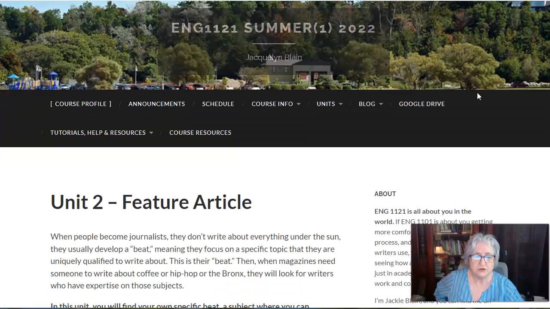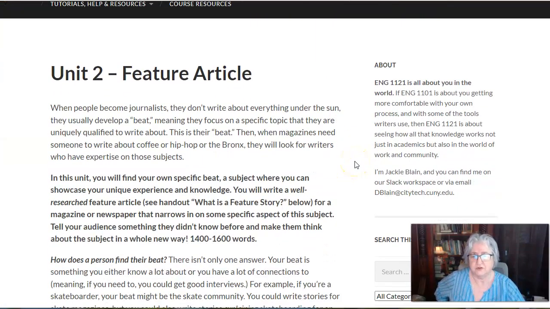Okay, so Unit 2. Unit 2 is a feature article. Now you're probably going, "Oh, I've never done one of these before." That's true. You probably haven't. You've probably done research. I know you did research if you are doing the new curriculum for English 1101. You had to do a reflective annotated bibliography. This is not that, but it uses some of those skills about how to analyze a source, though it's a minor part of this.